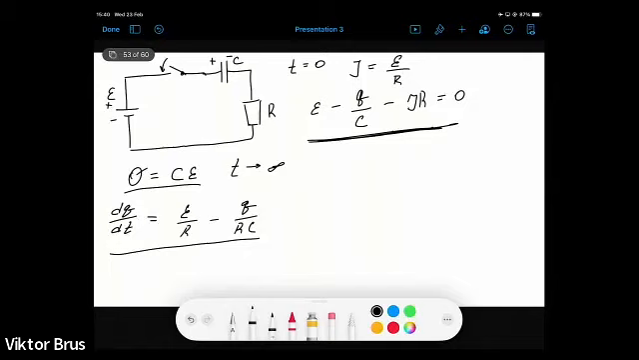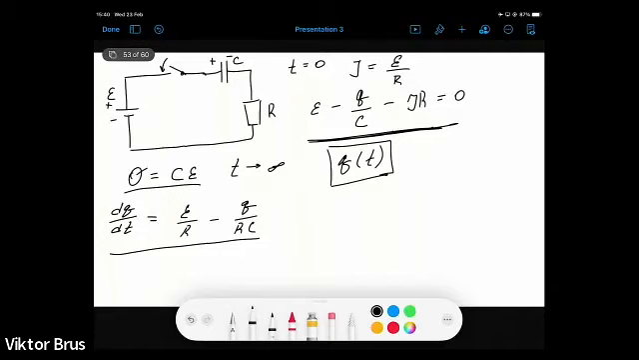So this is the first step, and we need to solve this equation in order to get the time dependence of electric charge accumulated in the capacitor in this electric circuit. And then, when we have this Q as a function of time, we can take the first derivative over time of this function and get an expression for the time dependence of electric current in this circuit.